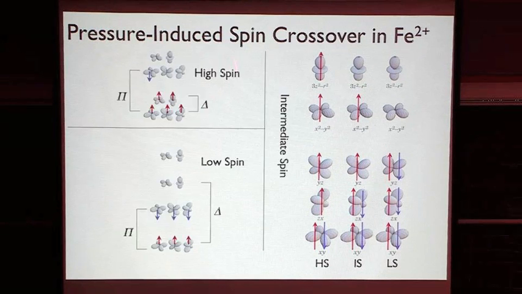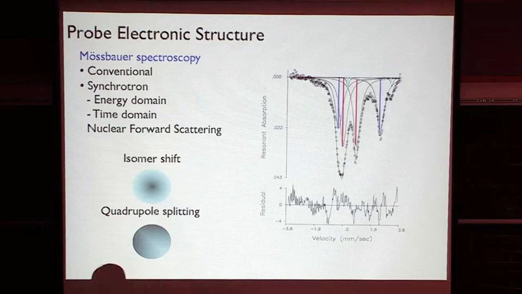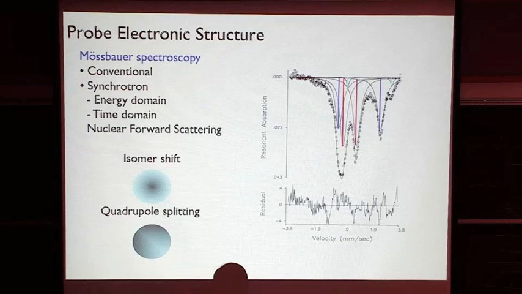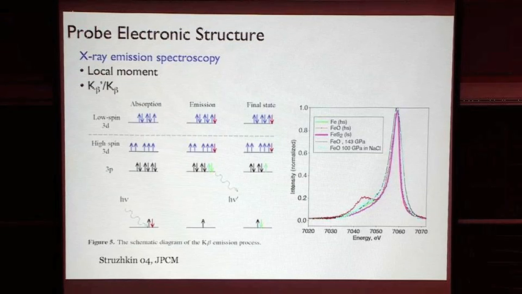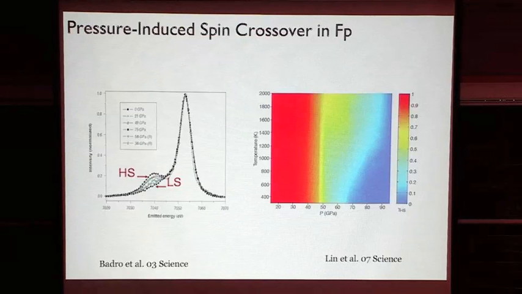And then you can use different methods to probe the spin state, but I'm going to skip the technical part because I don't think I have the time. So just to say, you can use Mössbauer spectroscopy to probe the spin state and measure the valence state. And you can also use X-ray emission spectroscopy, which probes the local moment of iron, and you can look at those satellite peaks and so on. So these are the techniques we use to find out what kind of spin state and valence state we have in iron. And now I'm going to jump to the results, the people, the discoveries.